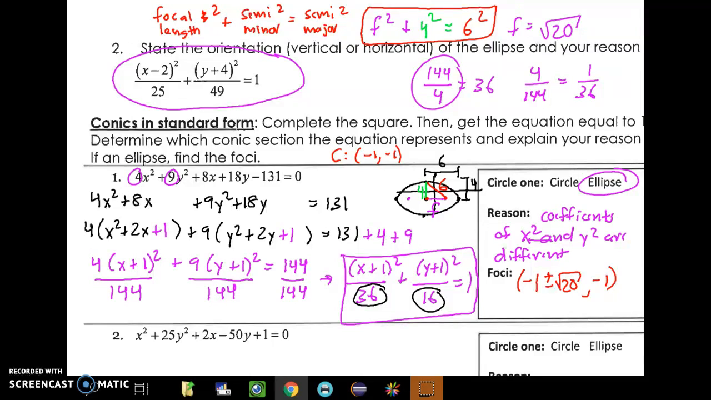So a couple things I want to make note of here. Because this is a horizontal ellipse that looks kind of like a Stewie head, we're going to be adding or subtracting the focal length from the x-coordinate, just like we do the same thing to find where the vertices are. We'd be adding 6, so -1 plus or minus 6. But if the ellipse had been vertical, if the ellipse had looked like this, then from our center point, we would want to add or subtract the focal length from the y-coordinate of the center.